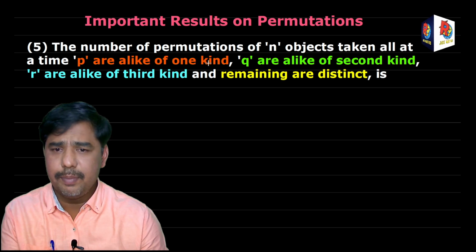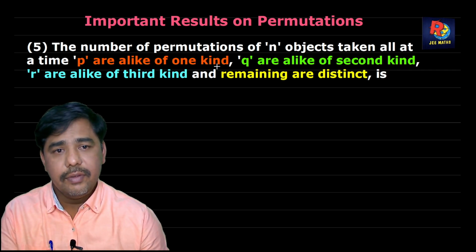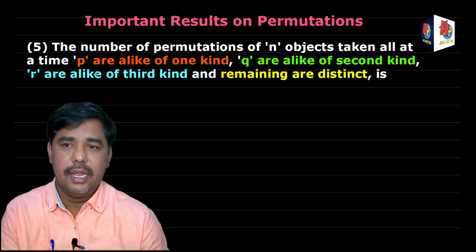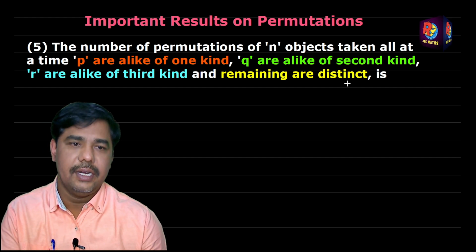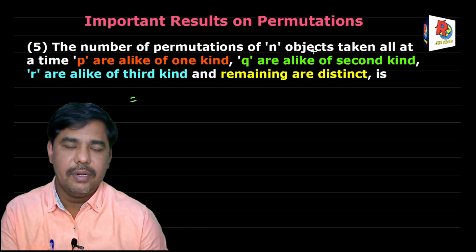This one is also like the previous one, just observe it. But here P alike 1, Q alike 1 and R also alike 1. Then the remaining are distinct. Therefore, n objects are there in total.